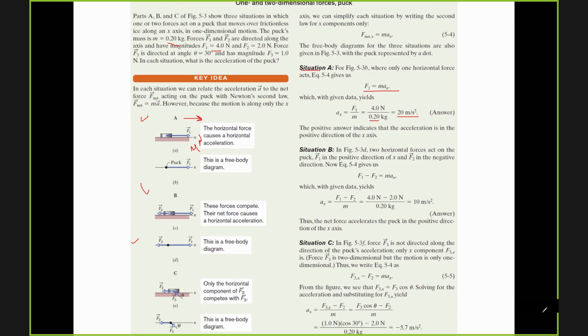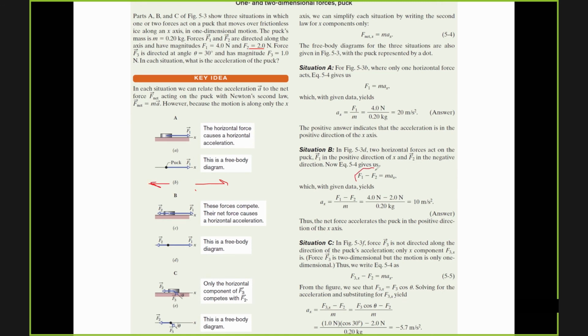Now, let us calculate part B. In part B, I have two competing forces. I have F1, which is 4 Newton, and F2, which is 2 Newton to the left. What is the net horizontal force in this case? We are not talking about the vertical. I know the vertical, I have gravity and normal force. We don't talk about it now, just the horizontal. So what is the net? The 4 to the right and the 2 to the left. The net will be 2 to the right, because the 4 is stronger than the one to the left.